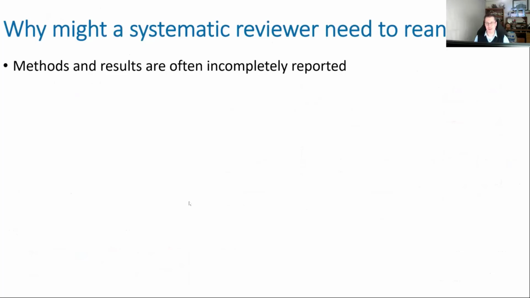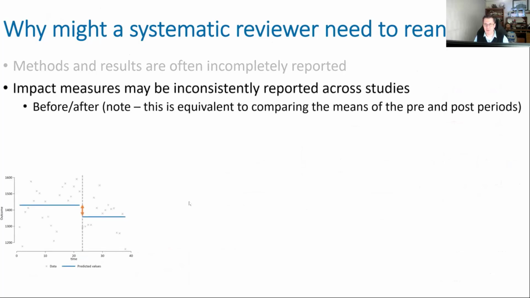Now, why might you care about this as a systematic reviewer? Well, we know that methods and results are often incompletely reported, and sometimes we have to go back to authors to get some more data. We might have to work out how to get a standard deviation that hasn't been reported. Because we have multiple different ways of measuring impact in an interrupted time series, this can add another layer of complexity. For example, you might have one study that has just reported the before and after, which, as we said before, isn't taking into account trends.